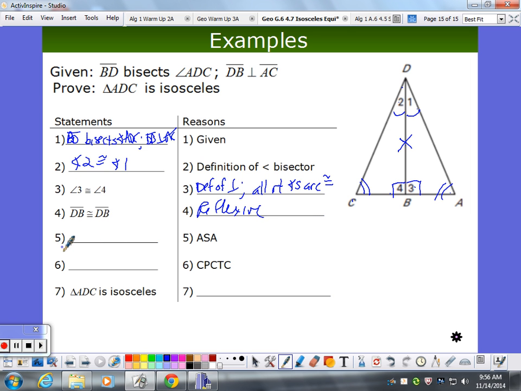And then therefore, triangle BDC is congruent to triangle BDA by angle side angle. So that's the proof that I saw. And therefore, CD is congruent to AD by CPCTC. So the triangle is isosceles by the definition of an isosceles triangle, two sides are congruent. Oh, we did it.